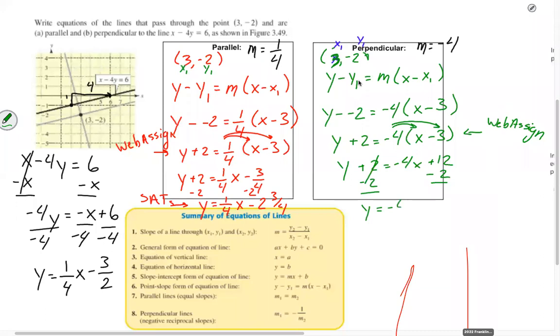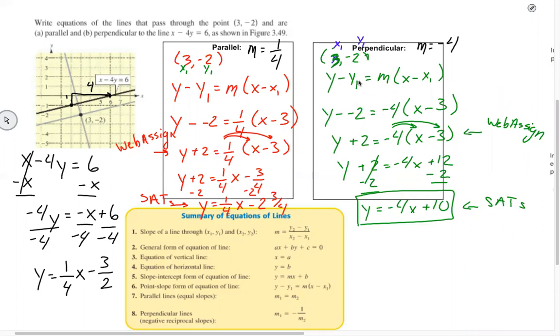Y equals -4x plus 10. And that's probably where the SAT is. And if I look at my picture, I'm kind of reassured about all this stuff, right? The blue line is my parallel line. So right here, notice it goes through 3, -2. That point right there looks like it's between -2 and -3. So that looks good. And the slope looks good.